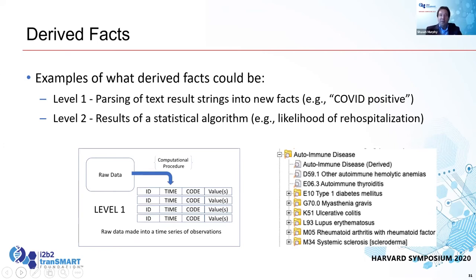Natural language processing falls into this level one fact category, where you're trying to excerpt things out of text and put those in as facts into your I2B2. So there are lots of ways that research might want to take advantage of putting in these level one facts, new facts from groupings and so forth, that would go into your I2B2 and could be queried through the SHRINE.